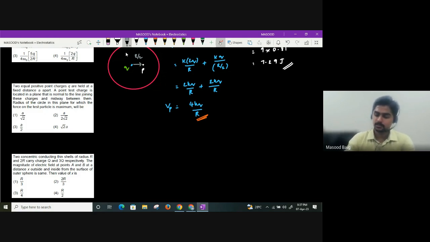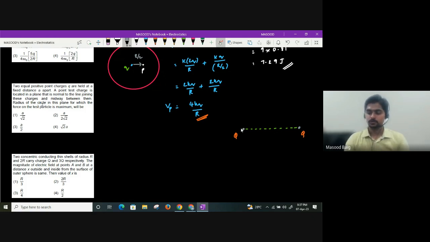Okay, so if I just look at this question, maybe you can take it something like this. You have two equal positive charges. Separation between them is given as A. Both are small q charges only. For the test charge, I'll take capital Q. Where is the test charge located? A point test charge located in a plane that is normal to the line joining these charges.